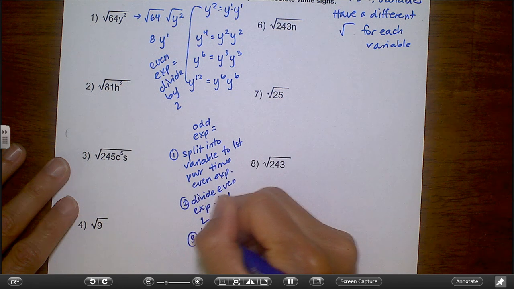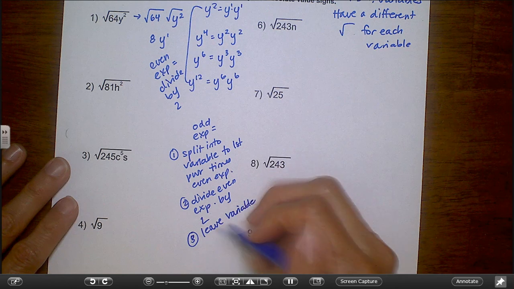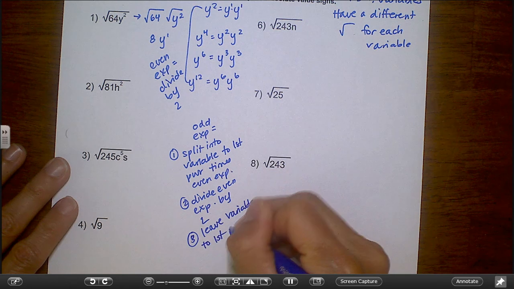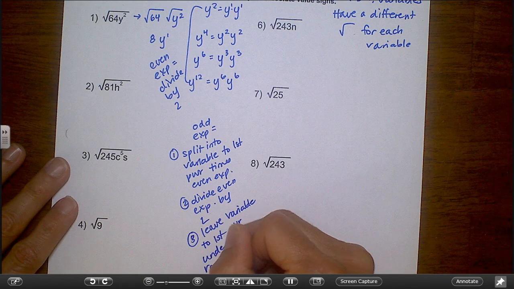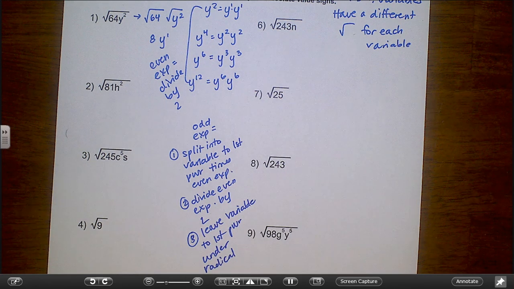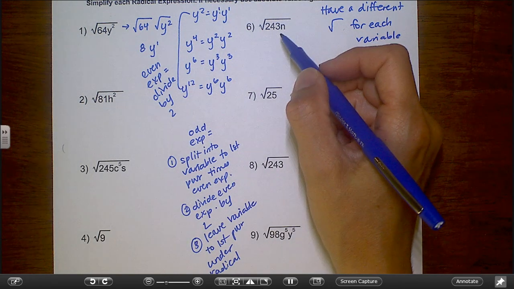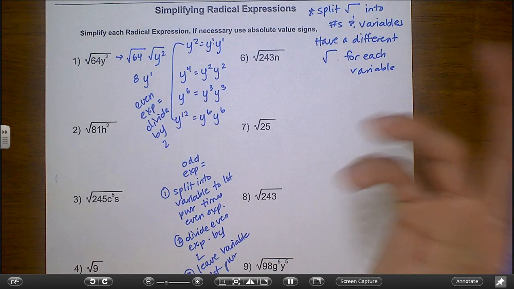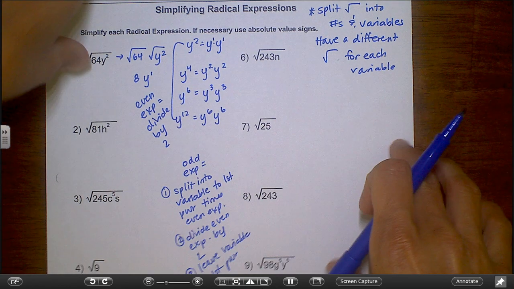And then you leave the variable to the first power under a radical. So to have a variable to the first power, just like in number 6, like n, is like having the square root of 3, right? It's simplified already. So I want to take a look.